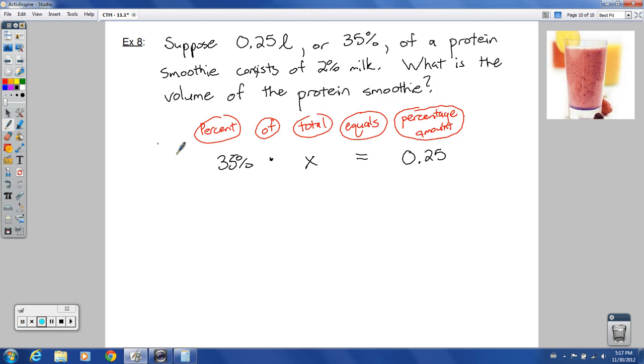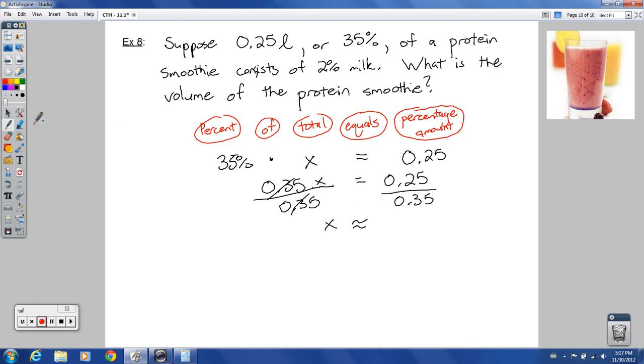So let's change this now to a decimal. This would be 0.35x would equal 0.25. We could divide this by 0.35. I didn't mean to cross out the x there. That should still be hanging out on the top here. So divide by 0.35 here and here. That goes away there and there.